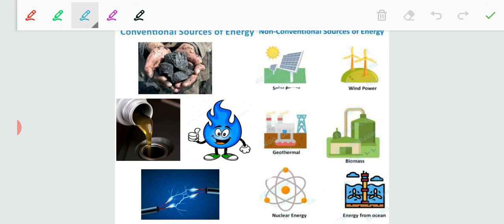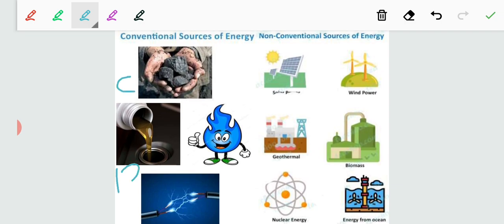Number 1, this is conventional resource, this is coal, this is petroleum, this is electricity, and this is natural gas. So, the conventional energy resources are of 4 types: coal, petroleum, electricity, that is thermal electricity, and number 4 natural gas. And here we can see the pictures of the non-conventional energy resources.